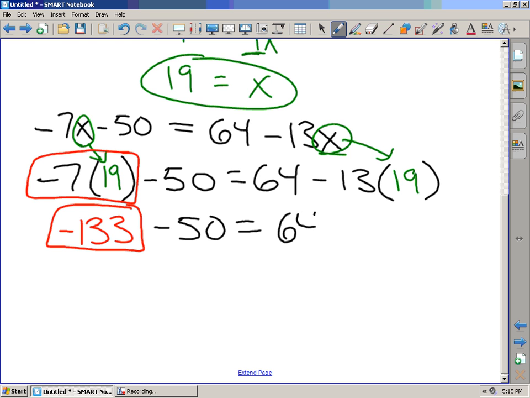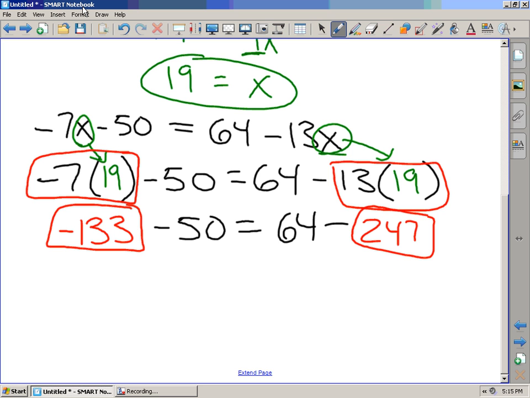On this side, I'm also going to simplify, and I'm going to figure out what 13 times 19 is equal to. And that is 247. And then I have one more step. On the left side, negative 133 minus 50 equals negative 183. 64 minus 247 equals negative 183.